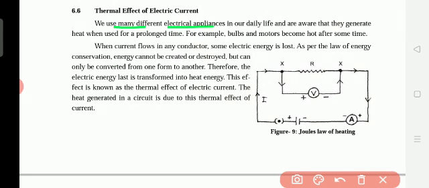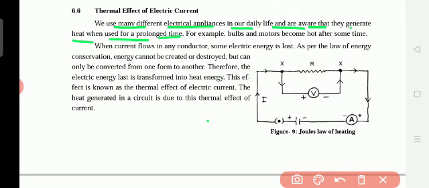Electrical appliances means what? Like bulb, fan or whatever we use with the use of electricity, whatever is useful to us. Na? So everything is called electrical appliances in our daily life, and we are aware that they generate heat when used for a prolonged time. Prolonged means long time. When we use electrical things, they produce heat energy.